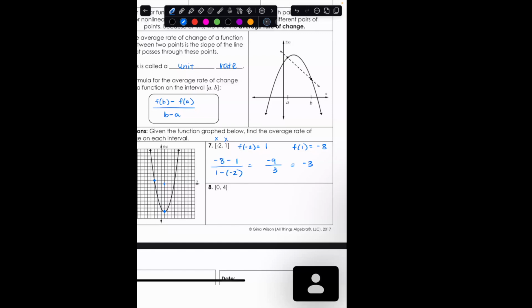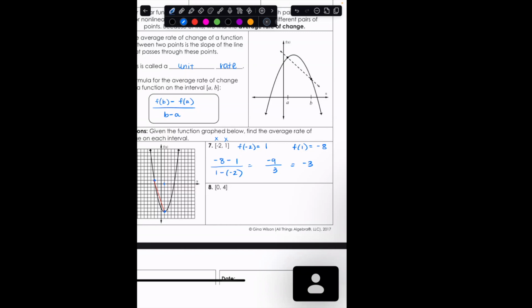And if you look at the graph, that matches what we would expect, because average rate of change is the slope between 2 points. So it's the slope from that first point to the second point. It looks like it's going down 3 over 1, roughly. So our average rate of change there is a negative slope of -3.